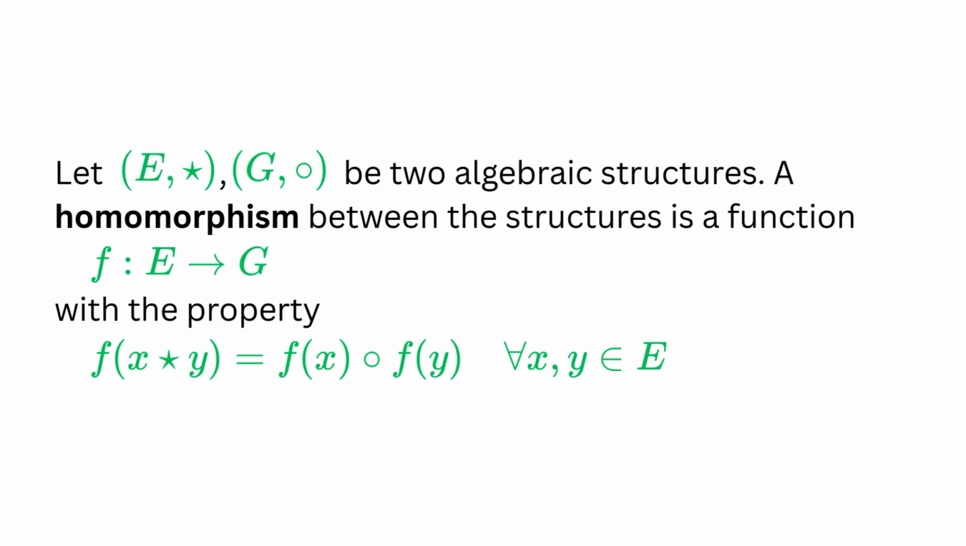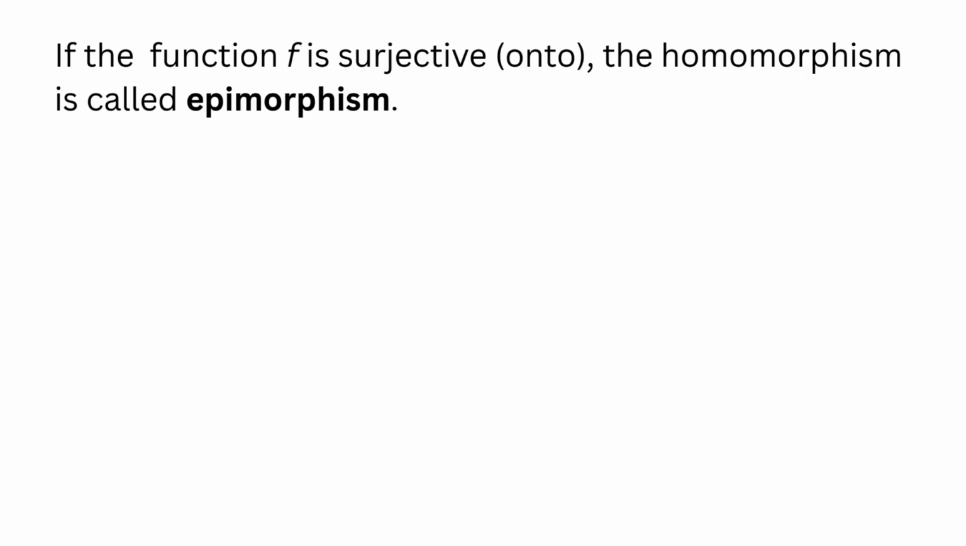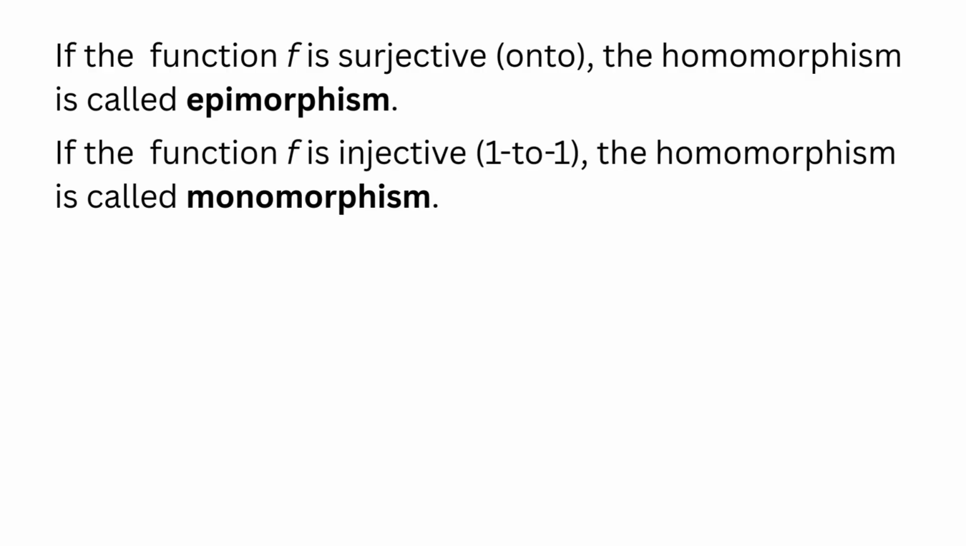Let (E, star) and (G, circle) be algebraic structures with one binary operation. A homomorphism from E onto G is a function f with domain E and codomain G such that the composition of two elements in E is mapped to the composition of the elements' images in G. If the function f is surjective, the homomorphism is called epimorphism. If the function f is injective, the homomorphism is called monomorphism.